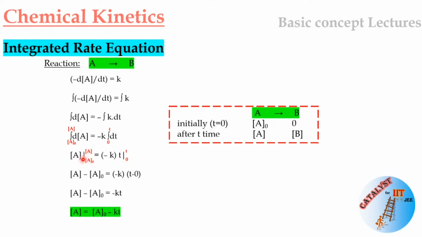Now after doing it, what you get: A minus A naught, and you have this minus k, and you get t minus 0. So finally doing the calculations, you get A minus A naught equal to minus kt, or otherwise A concentration is A naught minus kt. That clearly tells you that when you are increasing the time of the reaction, this quantity is increasing, and more amount you are subtracting from your starting concentration. That means the concentration of A is going to decrease. Now this equation is called the integrated rate equation for zero order reaction.